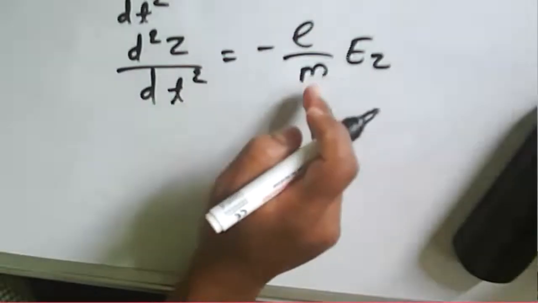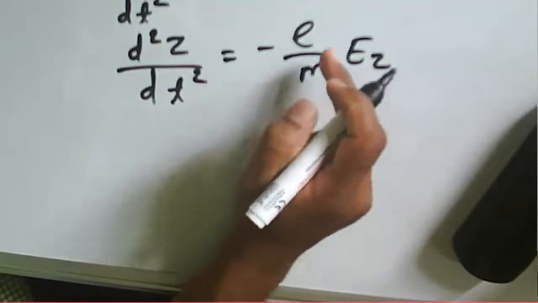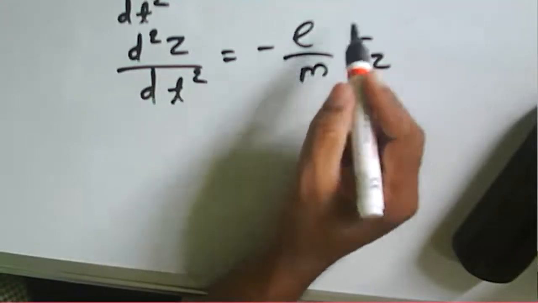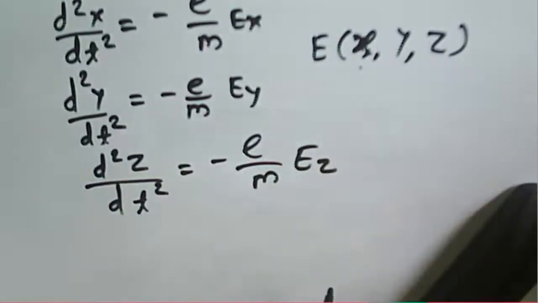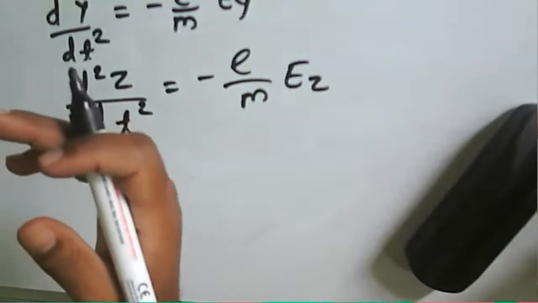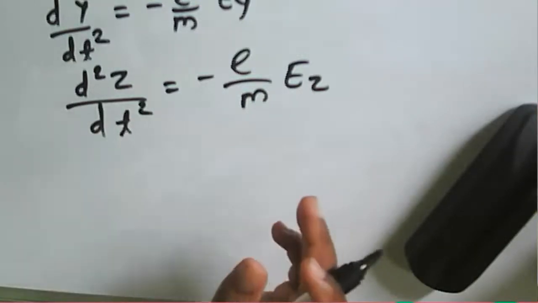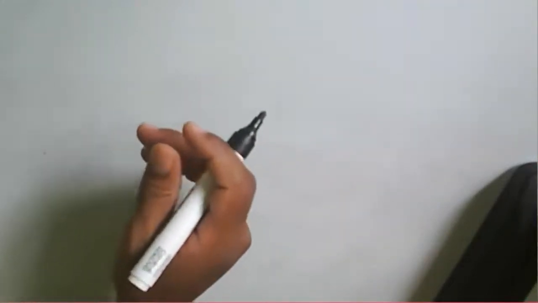Now this E by m is nothing but what? The ratio of charge to mass of the electron. And this Ex, Ey, Ez are the components of the electric field. Similarly, we can write the equation in terms of cylindrical and spherical coordinates. We have just seen the rectangular coordinate system, so we will not go deep into cylindrical and spherical, but we can write the equations in both coordinates.